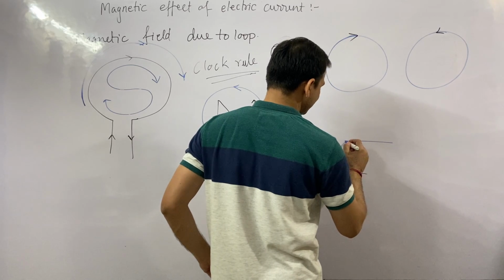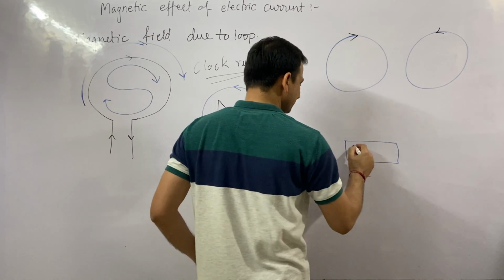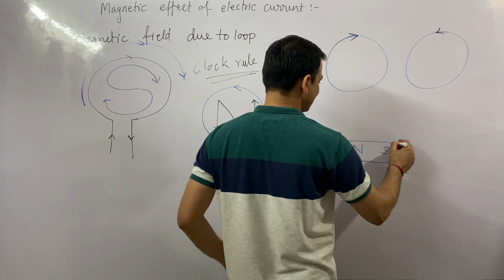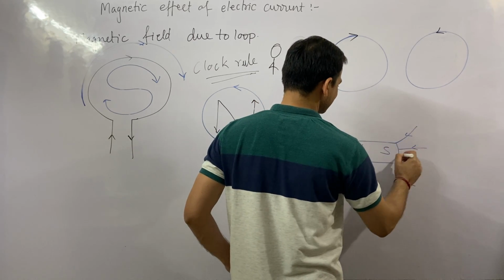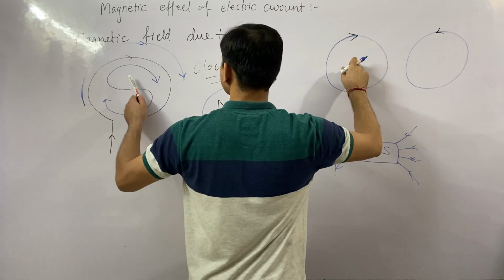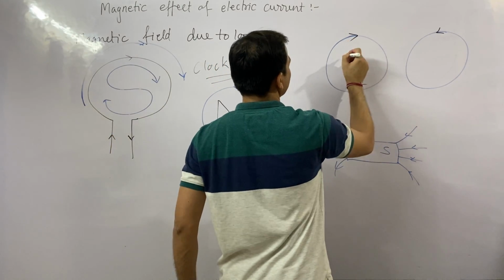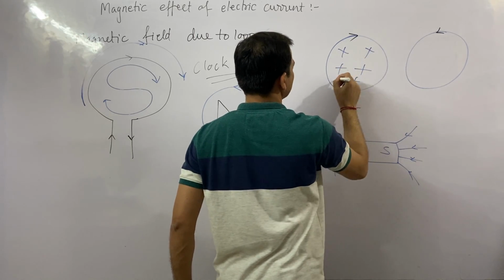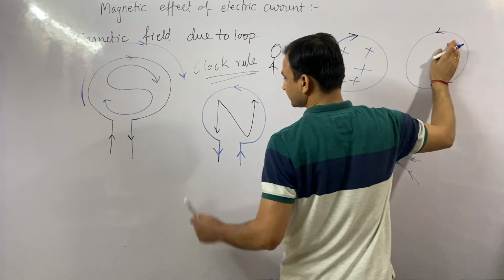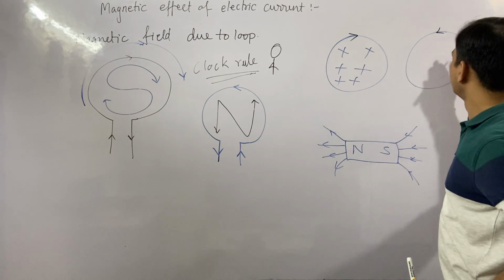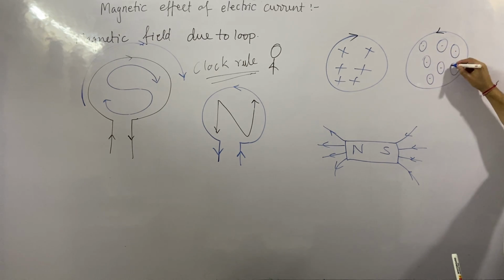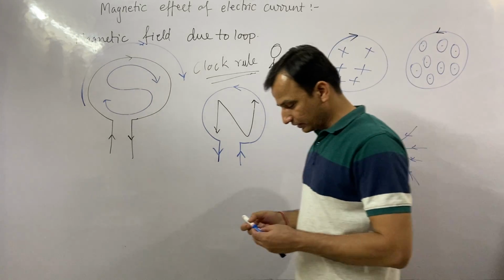If you don't believe or if you don't remember, then just draw the bar magnet with north and south pole, and the magnetic field lines are coming out from the north pole and entering into the south pole. So in case of clockwise, this is acting as south pole, so the magnetic field lines will go into the board or go into the page when you are writing. And in case of anti-clockwise, this is acting as north pole, so the magnetic field lines will come out of this loop. So magnetic field lines are coming out.